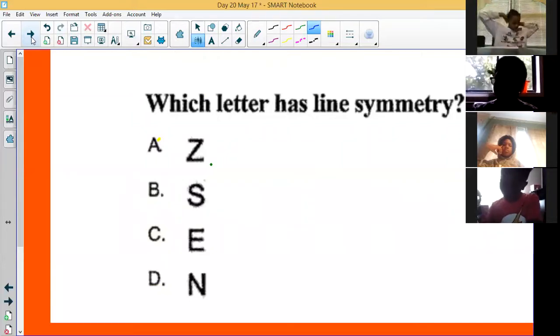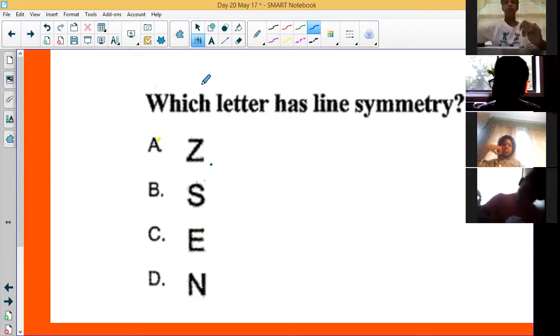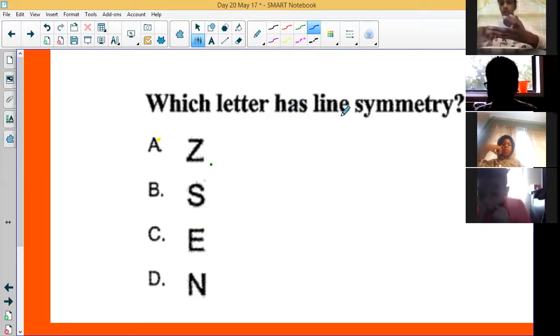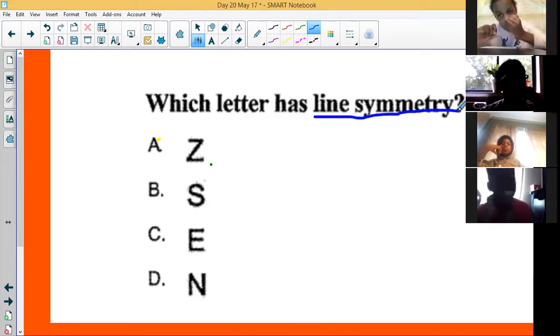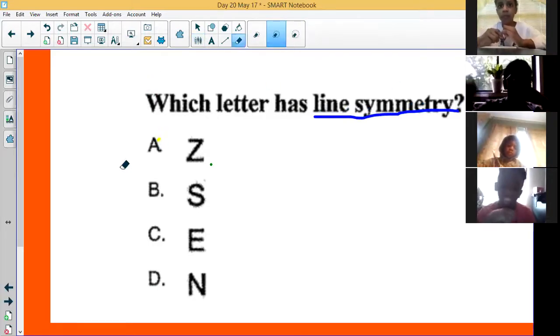All right, read that for me, please. Adrian, read what we're supposed to do. Which letter has line symmetry? Okay, so everybody underline. We're only looking for one line of symmetry for the letter. Go ahead and underline what we're looking for. All right, everybody take your letter Z, which is problem number 1, and draw a line of symmetry.